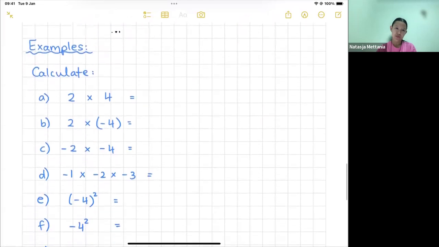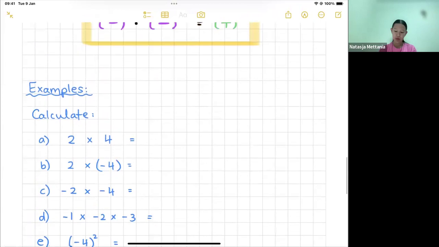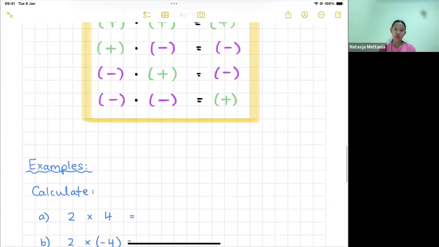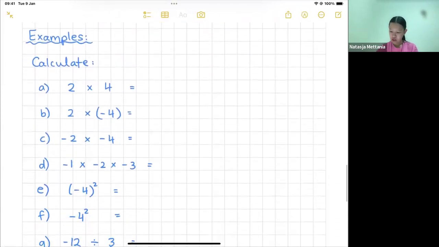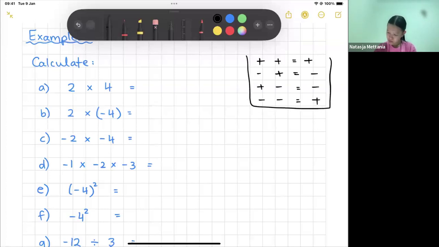We've got a few. Okay, so our examples, we need to calculate. We have to remember this rule here. So, a really, really good tip is to write it down. So plus plus equals plus, minus plus equals minus, plus minus equals minus, and minus minus equals plus. Okay, good tip.